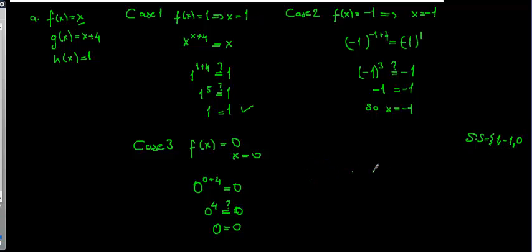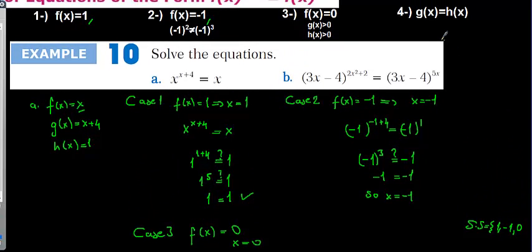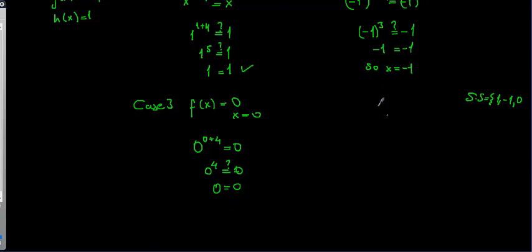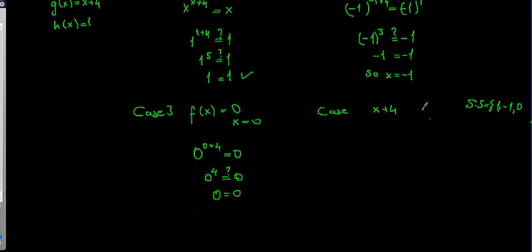Okay, the last one. If g(x) is equal to h(x), it means that x plus 4, the power here, should be equal to this power, which is not written here, and it's equal to 1, we know. Okay, x plus 4 is equal to 1. Then x is equal to minus 3, it's going to be.